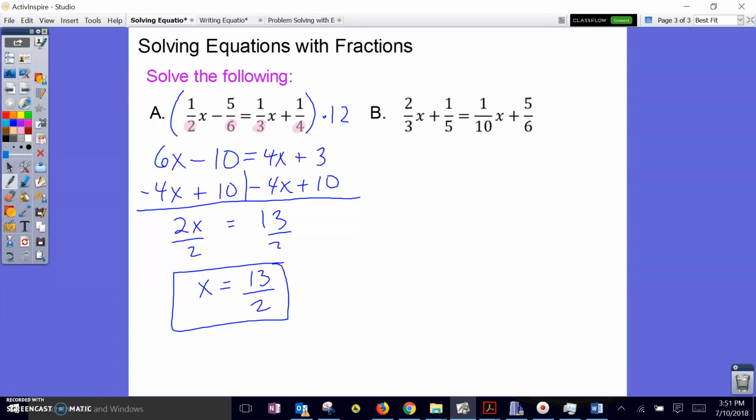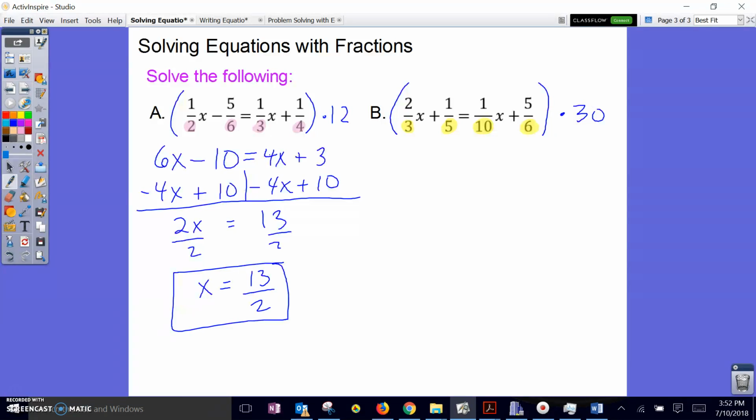And let's go ahead and look at part B. 2/3 x plus 1/5 equals 1/10 x plus 5/6. We're looking for a common multiple of 3, 10, 5, and 6. The smallest one that I can think of is 30. I'm going to go ahead and multiply this whole thing by 30.